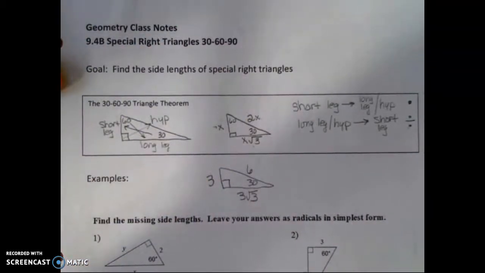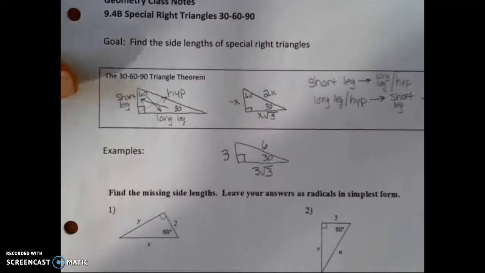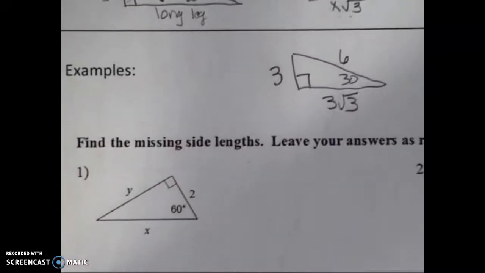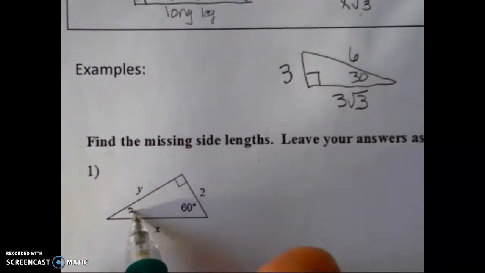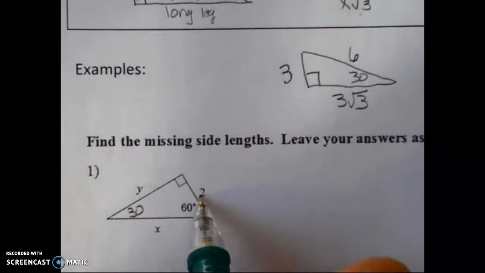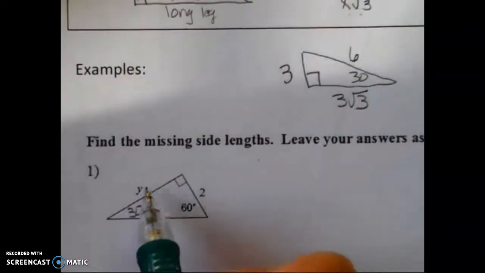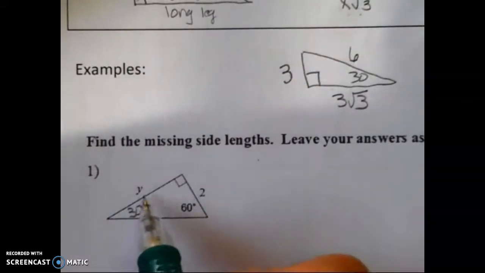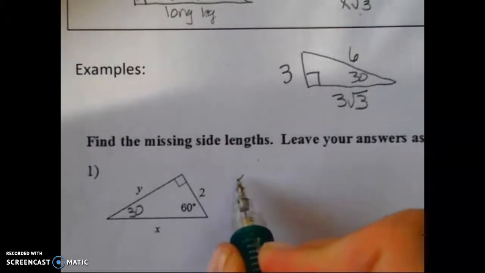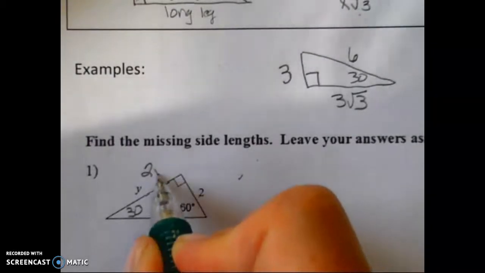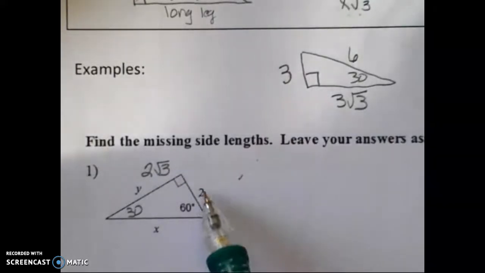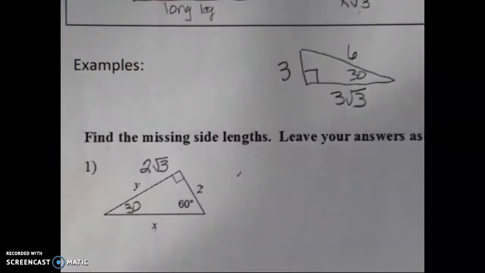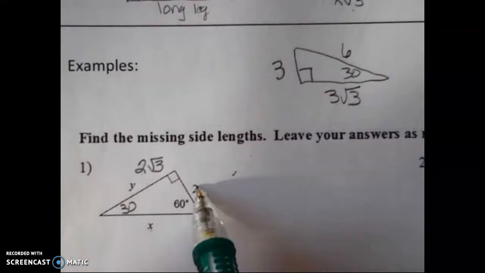Let's try one. Remembering we have to leave all of the answers in simplest radical form. Let's try number 1. Okay, what are you given? This is a 30. Short leg is 2. Short leg to long leg, you multiply by square root 3. Take what you're given, multiply by the square root of 3. That's it. Short leg to hypotenuse, you multiply by 2. You take the short leg, 2, multiply by 2, and you get 4.